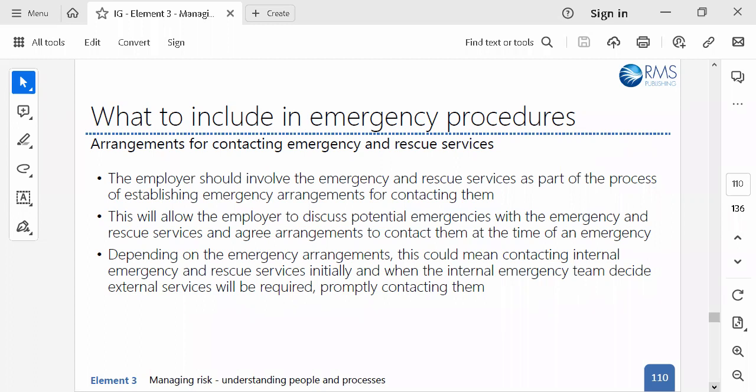For example, we need to communicate the internal emergency number to the workers. And we need to communicate the national numbers, for example, 999 for police, 998 for fire in the UAE, and 997 for the ambulance. So we need to communicate these emergency numbers to our workers. The other emergency numbers, for example, the first aider number in our projects and the ERT, emergency response team, number. We need to properly communicate those numbers.